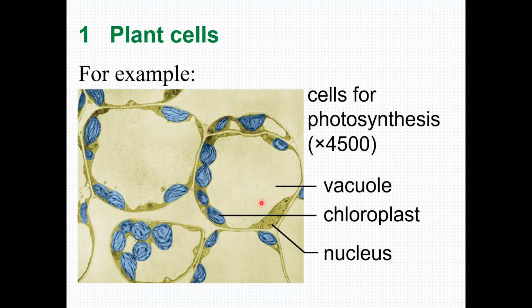You can find these cells in leaves as well. You can see a very big vacuole here, and you will see the chloroplast, shown in blue here but actually green in color, and the nucleus here.